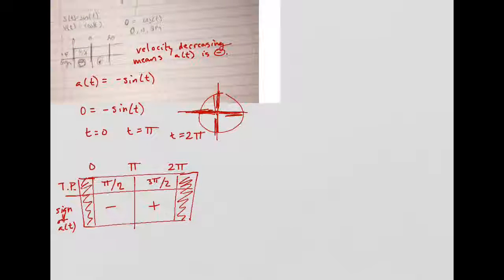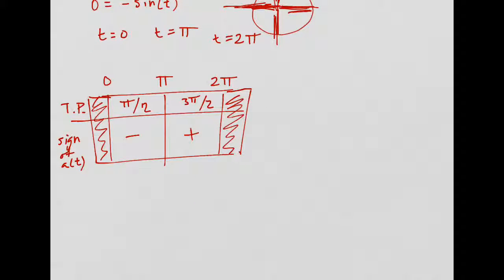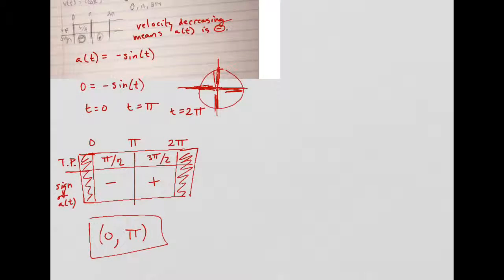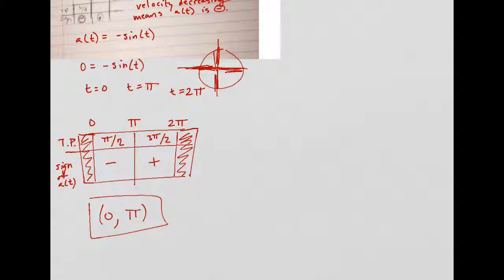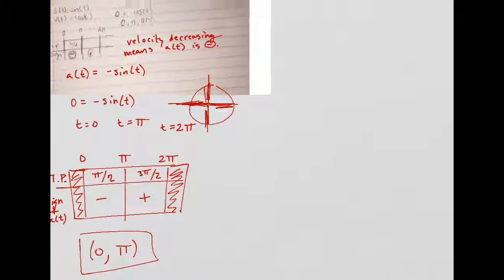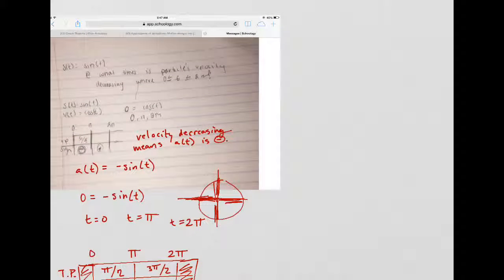So, remember, when velocity is decreasing, that means when is acceleration negative? The acceleration is negative from between 0 and pi. So if you wrote it as a sentence, the velocity is decreasing when t is in the interval 0 to pi, not including 0, not including pi. There we go! That's it. Good day, sir.